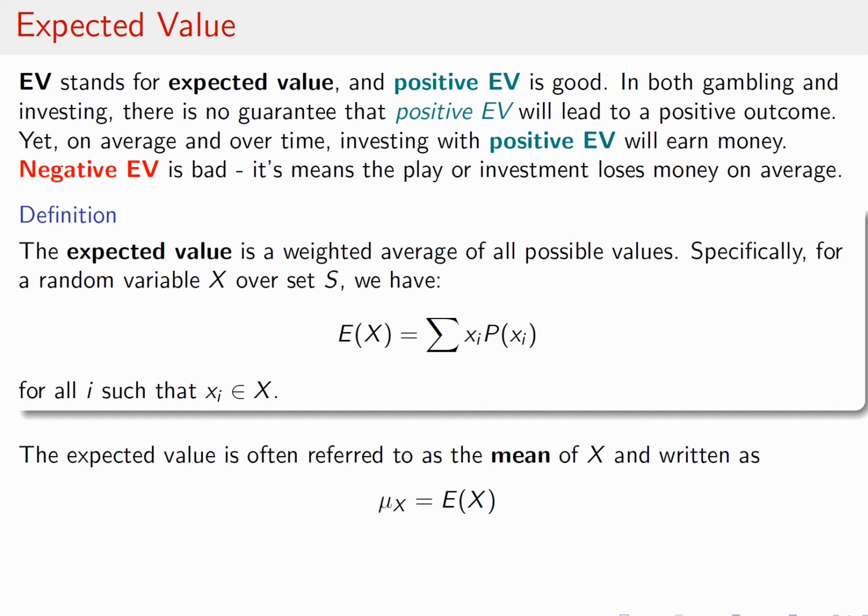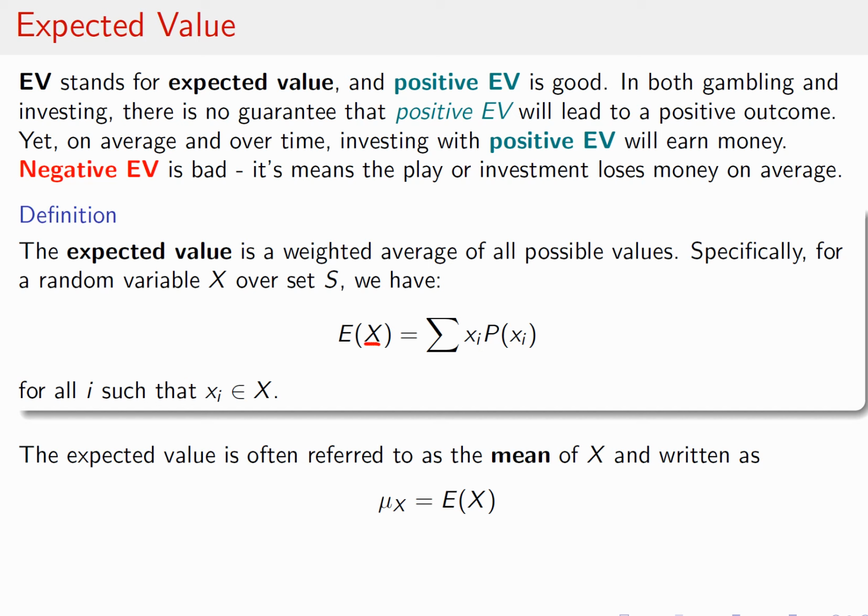And clearly positive EV means that I'm going to earn more than I have to invest. The payoff is going to exceed whatever the cost is. I can also have negative EV, which is bad, which means that whatever the cost of the investment or the game is, the payoff is less than the cost, right? So our formula for the expected value is straightforward.